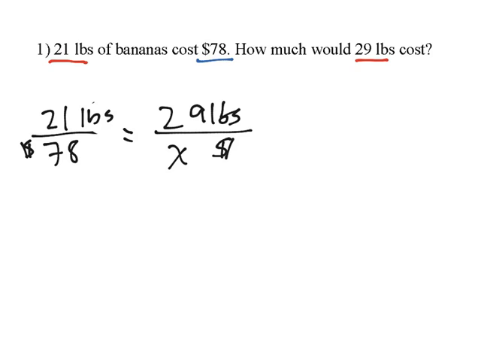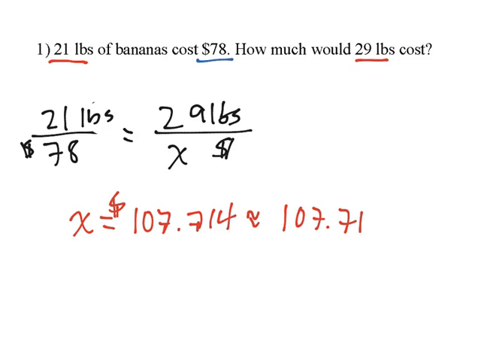Okay, if we cross multiply and divide, we'll find that x equals 107 and 714 thousandths. And we need to round to the nearest hundredth, especially since we're talking about money here. So this would round to $107.71. If you need to review the rules of rounding, you can Google that, or if you need to review how to solve a proportion using cross multiplication, you can Google that as well.